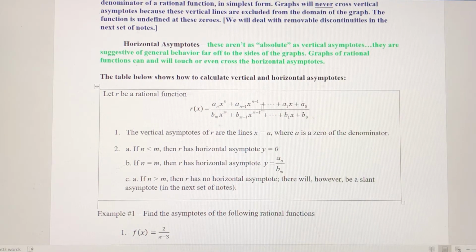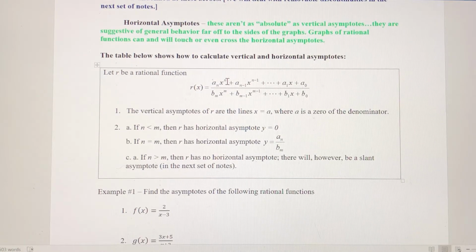Now, having just said that, not all rational functions will have horizontal asymptotes. There are two cases when we compare n and m where there will be a horizontal asymptote, and one case where there is not. So let's look at those. Again, first off, the vertical asymptotes are going to be the values that make the denominator zero once we're in simplest form. Now, part two, finding the horizontal asymptotes.